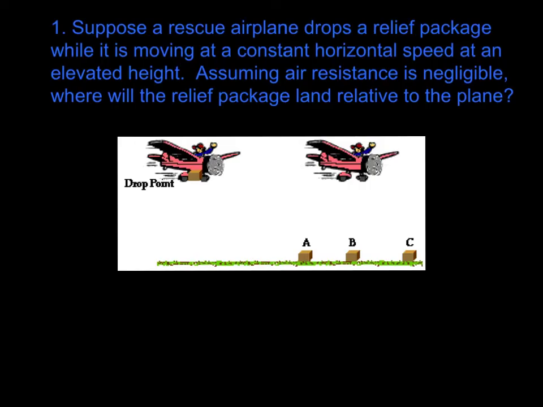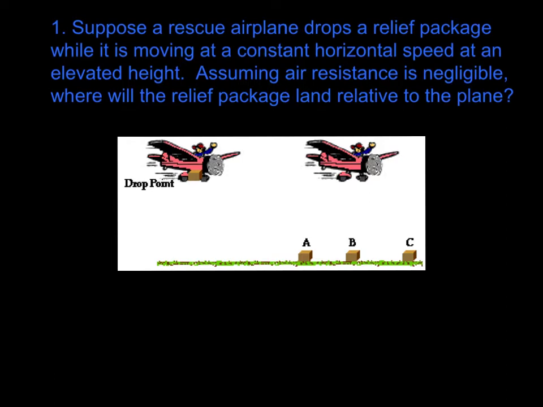Now let's look at some examples of a horizontal launch projectile. Suppose a rescue plane drops a relief package while it's moving at constant horizontal speed at an elevated height. Assuming air resistance is negligible, which means we're going to ignore it, where will the relief package land relative to the plane? Your choices are below the plane and behind it, directly below the plane, or below the plane and ahead of it.